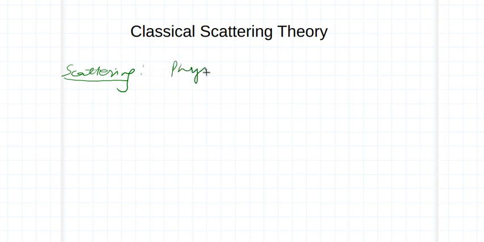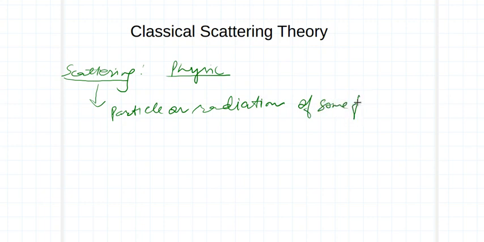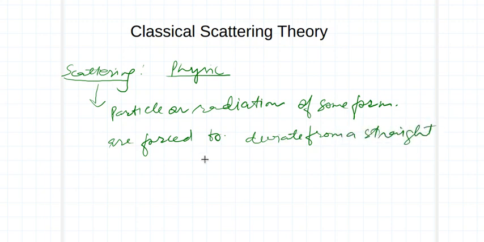So फिजिक्स में हमारे पास there is a wide range of problems जहाँ पे हम स्कैटरिंग की बात करते हैं. बड़े सारे प्रोसेसेस हैं जहाँ पे स्कैटरिंग की बात करते हैं. So before proceeding we need to know what is the meaning of scattering. So what is scattering? Scattering means it's a process in which particles or radiation of some form are forced to deviate from a straight path by localized uniformities.